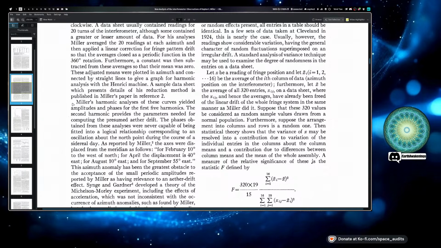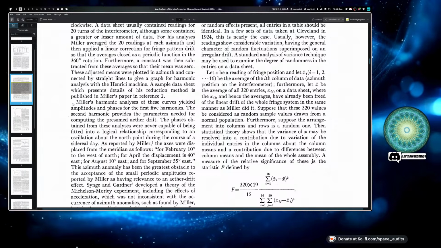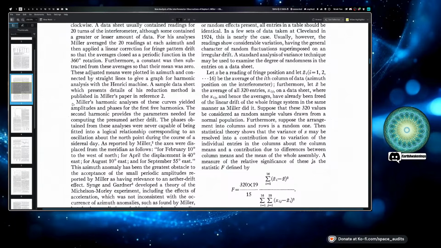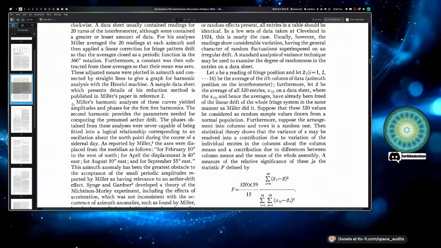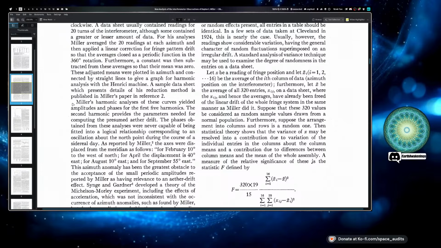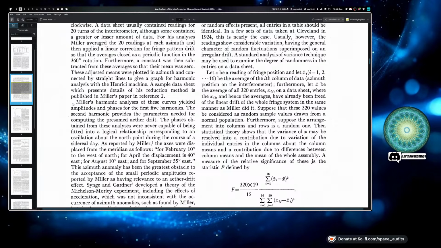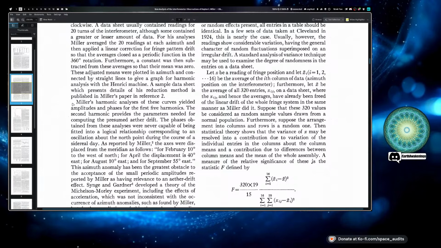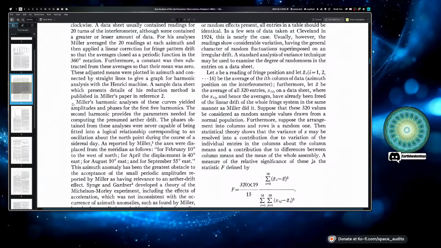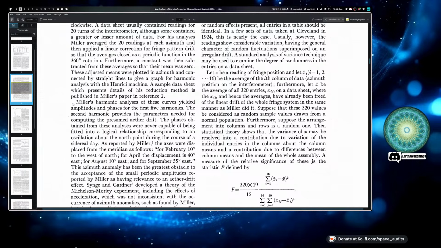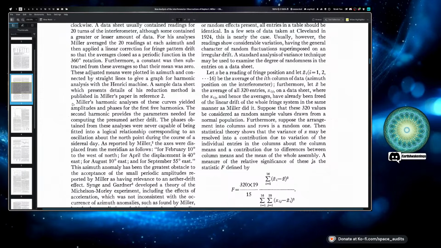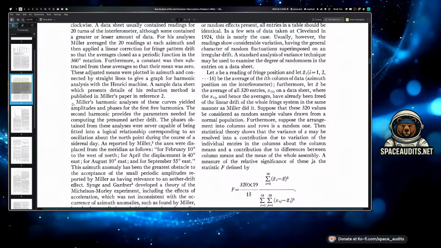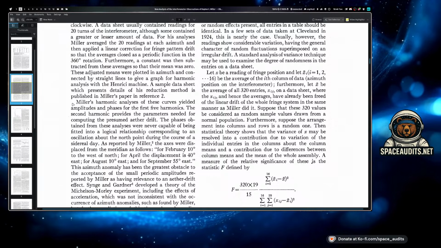As reported by Miller in citation 2, the axes were displaced from the meridians as follows: February, 10 degrees to the west of north; April, a displacement of 40 degrees east; for August, 10 degrees east; and September was 55 degrees to the east. This azimuth anomaly has been the greatest obstacle to the acceptance of the small periodic amplitudes reported by Miller as having reference to an ether drift effect.